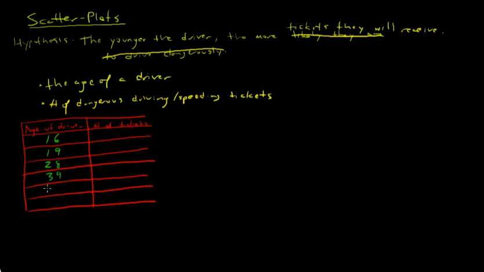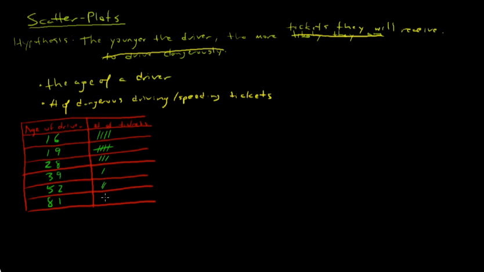Now, for the sake of our experiment, let's make some assumptions that the 16-year-old has had a pretty bad year and actually has had 4 tickets. The 19-year-old has actually had 5. The 28-year-old maybe has had 3. The 39-year-old maybe just 1. The 52-year-old maybe has had 2. The 80-year-old barely drives anymore and has actually 0 tickets.